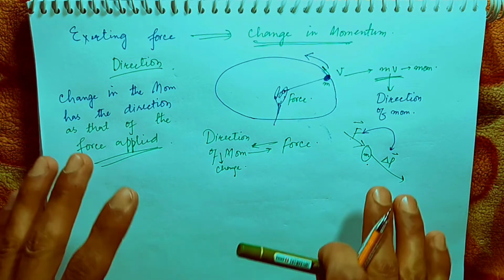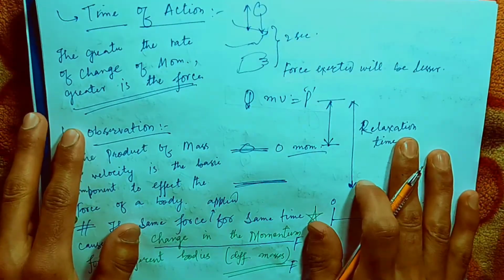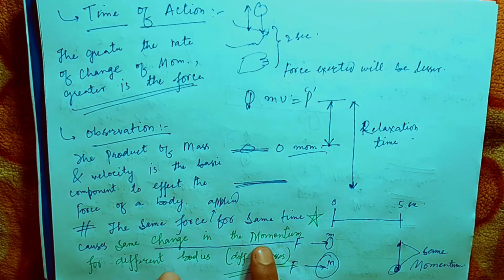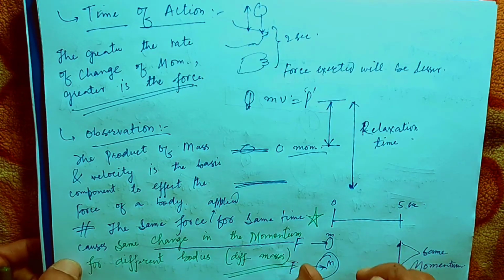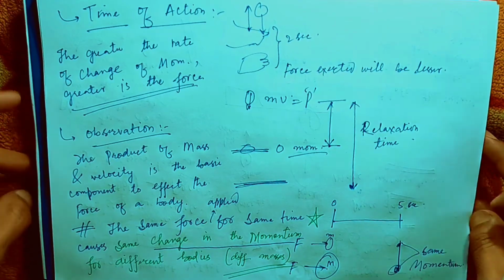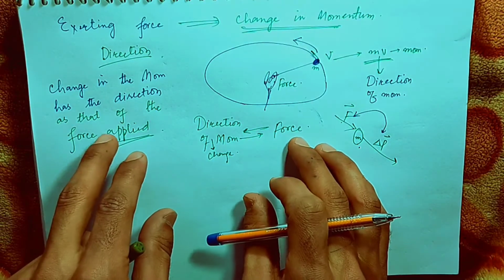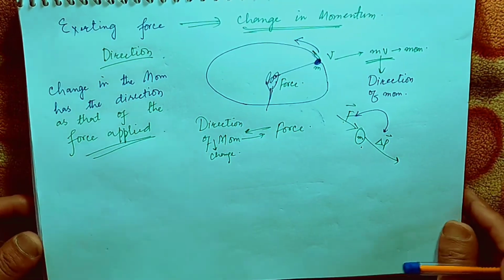Now, all of the previous observations, like time of action and others, show that the change in the momentum of different bodies for the same interval of time is caused by the same amount of force. And another concept here: the direction of the momentum change is given by the applied force.